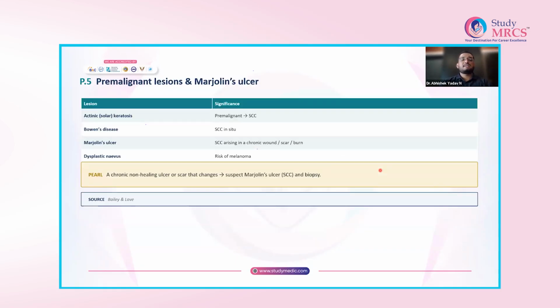Coming to certain pre-malignant lesions that can develop into skin cancers, as I already said, solar keratosis and Bowen's disease lead to squamous cell carcinoma. Marjolin's ulcer is nothing but a chronic non-healing ulcer. If they fail to heal, then we have to think about the development of Marjolin's ulcer, especially in cases of burns. These ulcers are predisposed to the development of squamous cell carcinoma. Then you have the dysplastic nevus for the development of malignant melanoma.